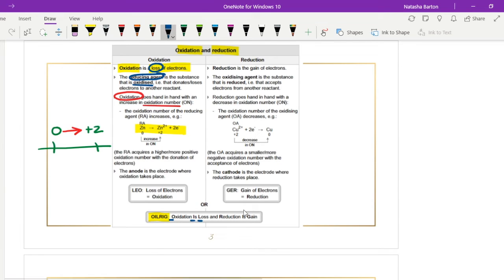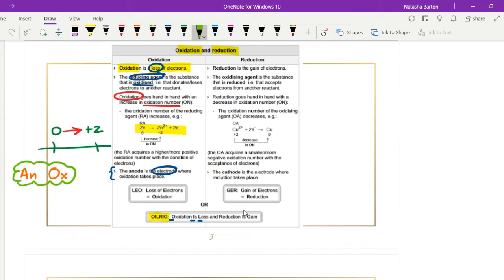Very important when you're dealing with electrochemical cells, they contain what we call electrodes. And what you're going to find as a rule is that oxidation takes place at the anode. So how we remember this is we say AN OX.